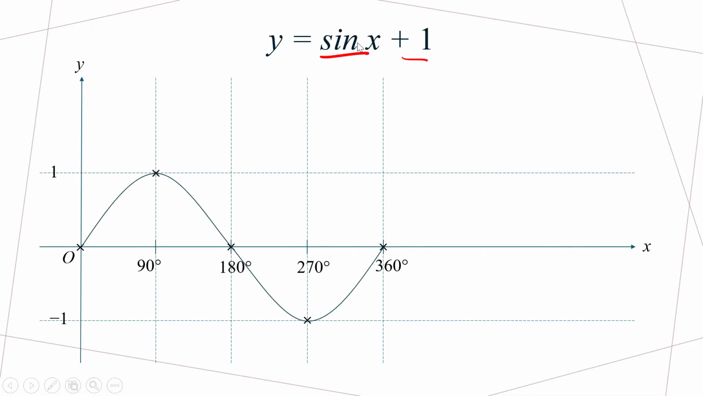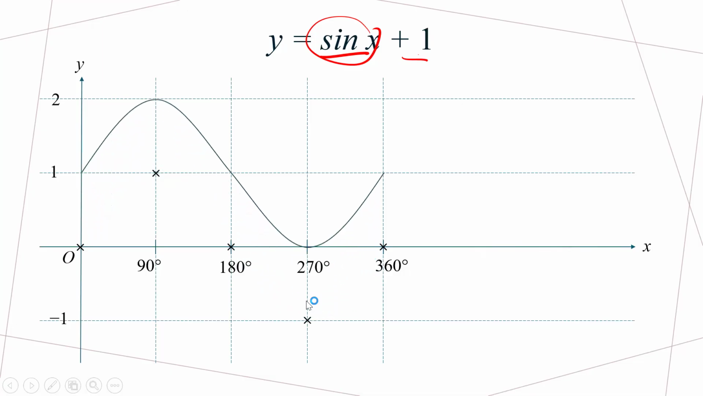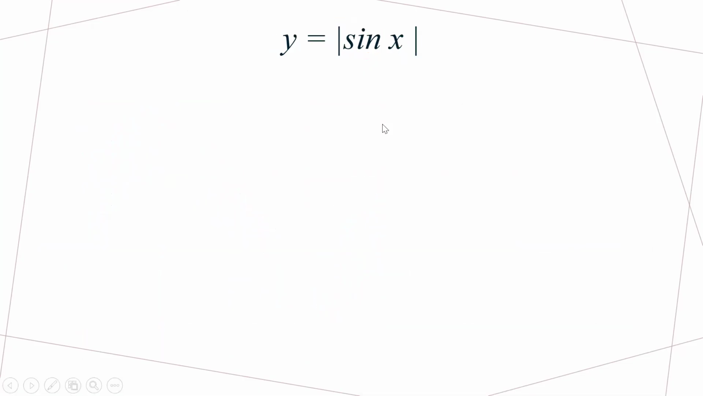That is only for sine x. I want sine x plus 1. That means every answer plus 1. From 0, you plus 1. Go up by 1 unit. This one goes up by 1 unit. So all the graphs shift upwards by 1. This is called transformation of graph. Is that okay? And what if modulus of sine x?